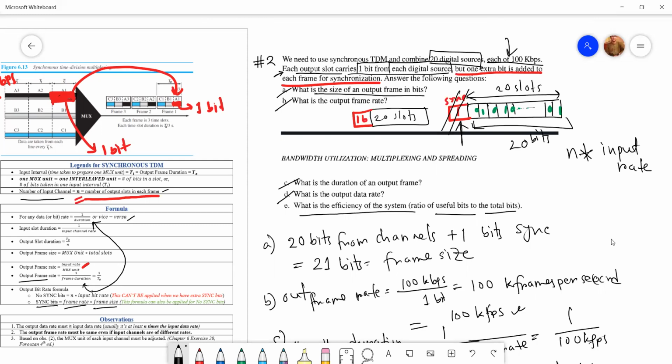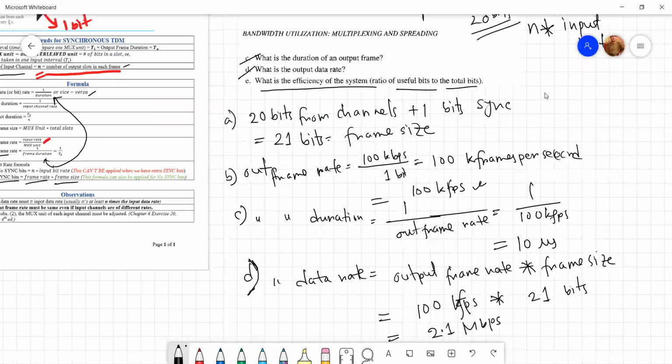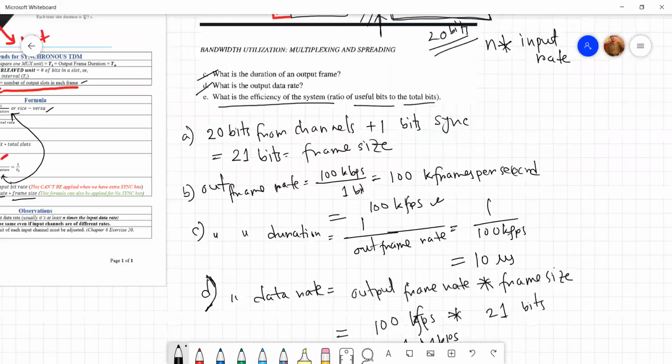So the number of useful bits is 20, and the total number of bits, useful bits plus the synchronization bits, is 21. Question number E is simple and more fun to solve. It is the ratio of the useful bits, which is 20, to the total number of bits, which is 21, taken as a percentage.